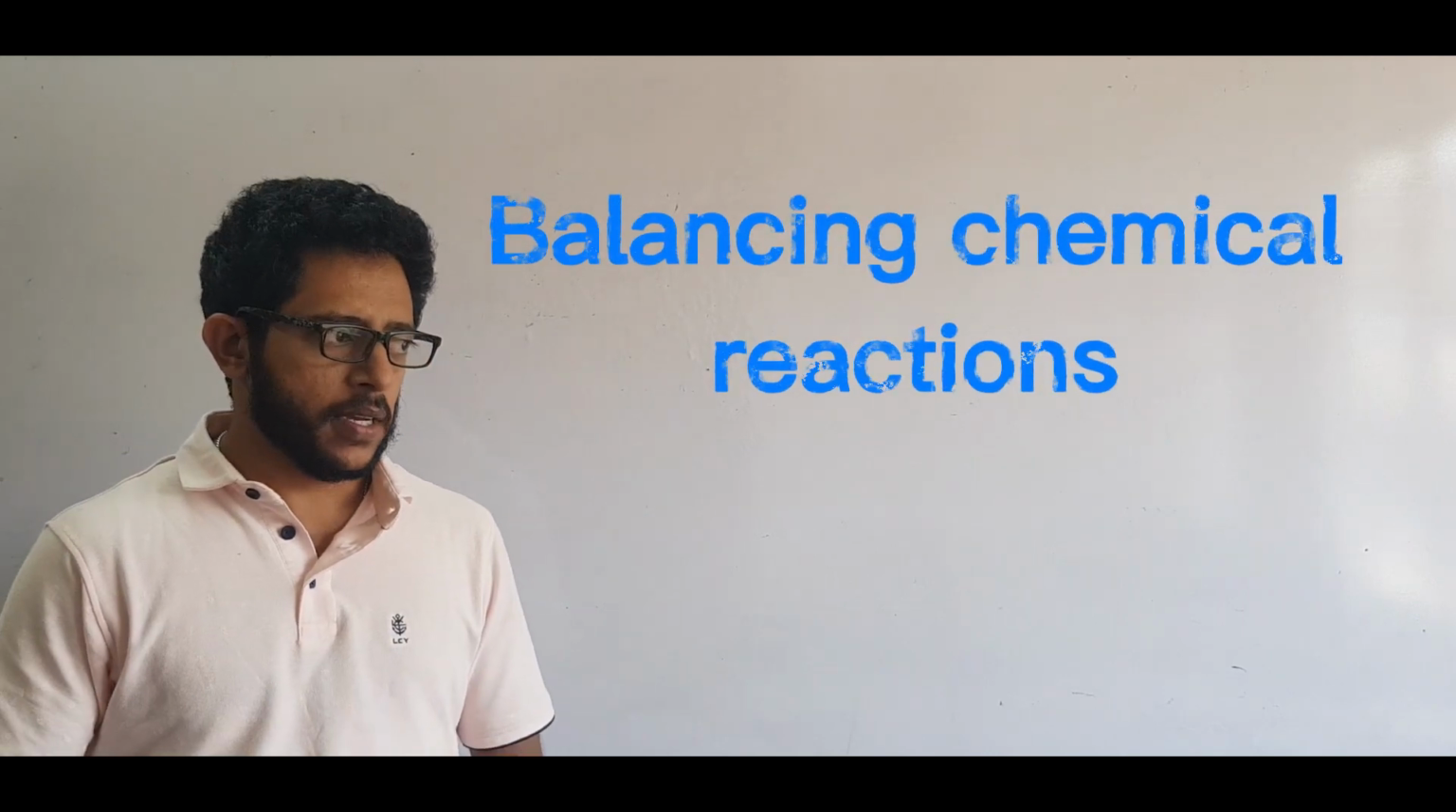Today we are going to talk about balancing chemical reactions. This is the first chapter of Unit 1, and in this chapter you have chemical calculations, and before we move to the chemical calculation based on the equation, you have to know how to balance a chemical reaction. Now, balancing a chemical reaction is not hard if you know the correct way of doing it.